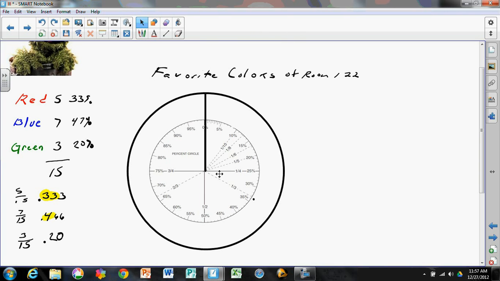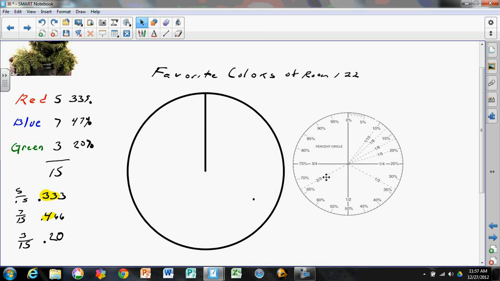And you can see that the percent circle also has fractions on this. In this case, this is 1/3. Well, if you looked at the fraction 5/15ths, that is the same as 1/3, excuse me, and that matches up. So that works for our percent.